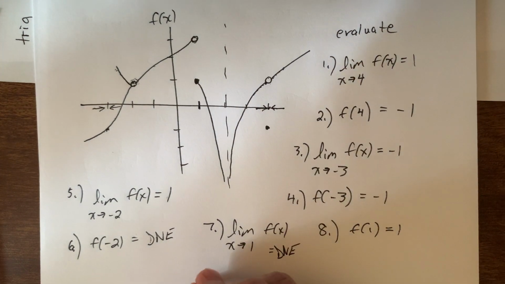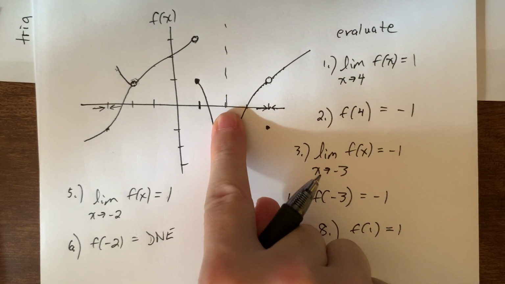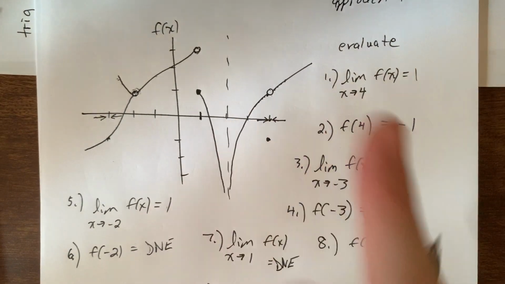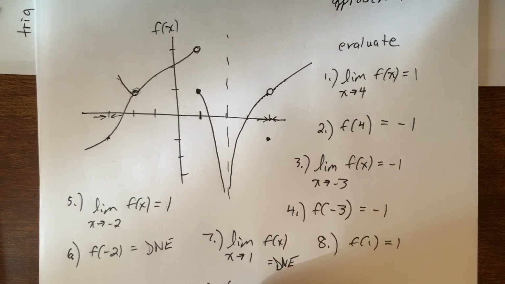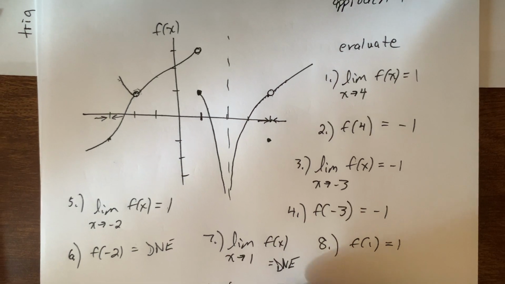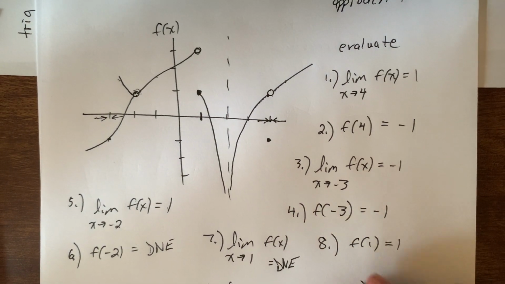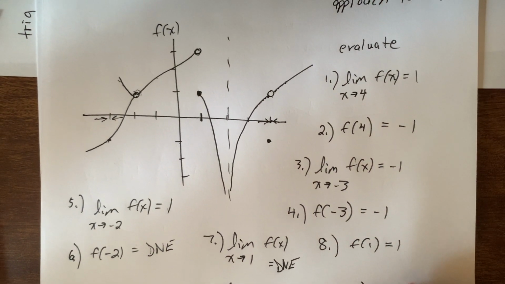So number 9, we're gonna focus on x approaches 2 now. So we're gonna do the limit as x approaches 2, and we'll do f of 2.